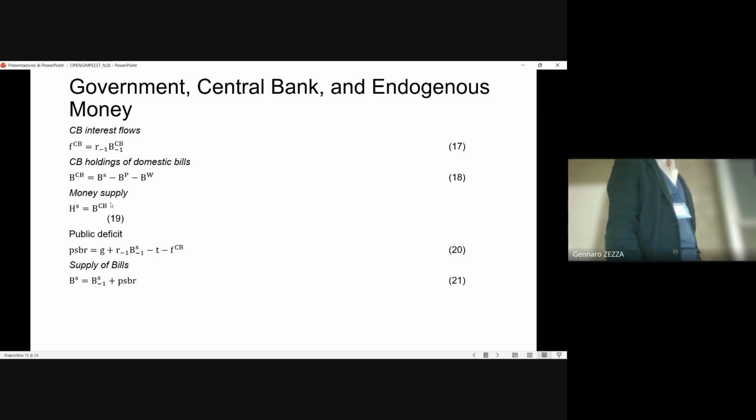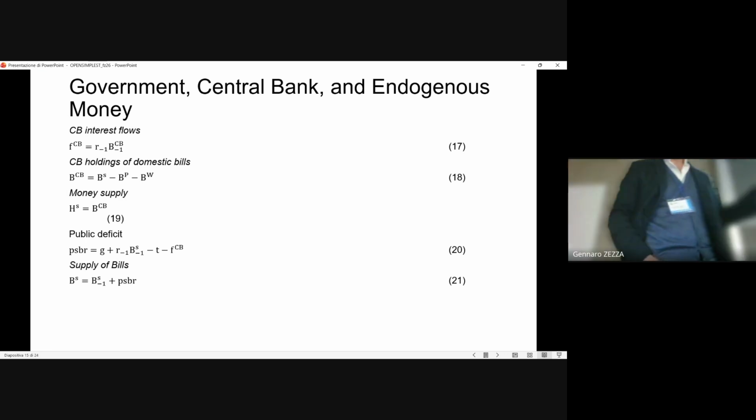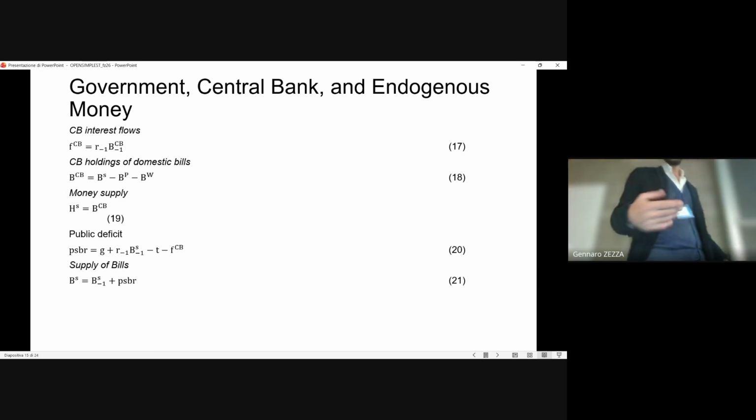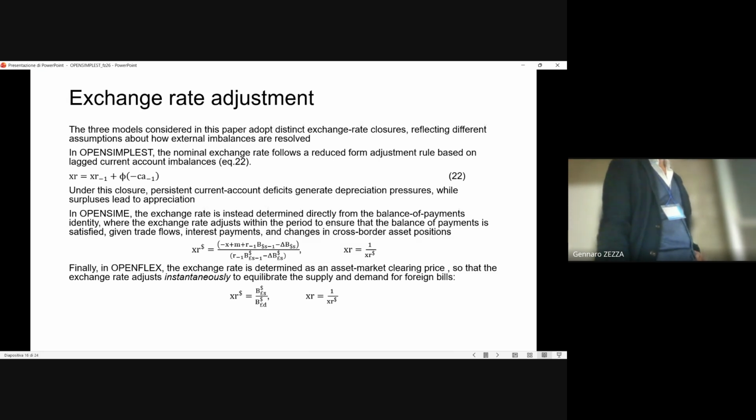As in the model for Carnevali, money supply equals the central bank holding of domestic bills. Public deficit evolves given the public expenditure net of all the incomes of the government, so taxes and the flows of interest from the central bank. And they, as I was saying, issue bills to cover the deficit.